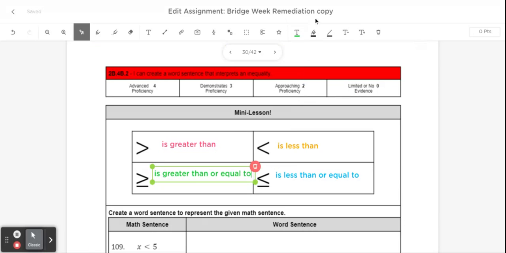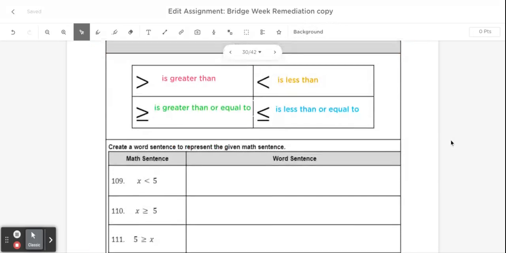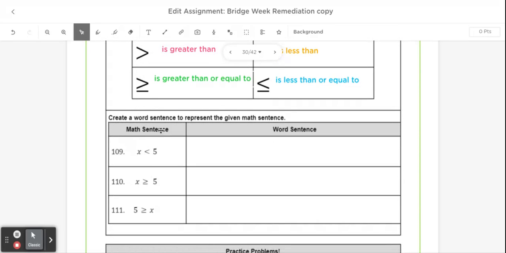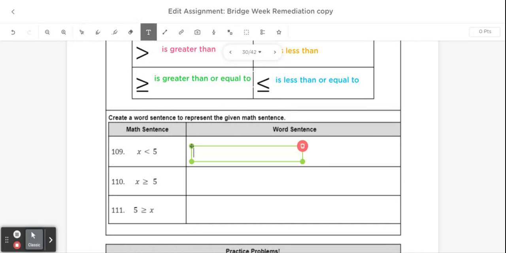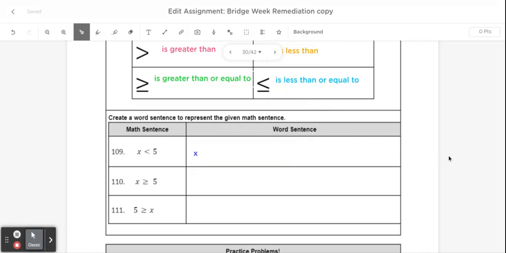So give me 1 second just to clean this up a little bit so it's a little bit neater. Okay. For this first sentence, we're always going to start with X. So when you're writing your sentences, just know that you are always going to start with X. It doesn't matter. X is always the first thing that you're going to write down. Okay. Then the last thing you're going to write down is the number 5.